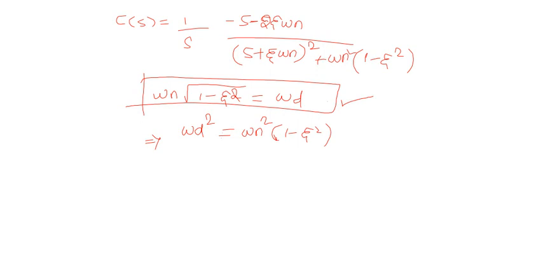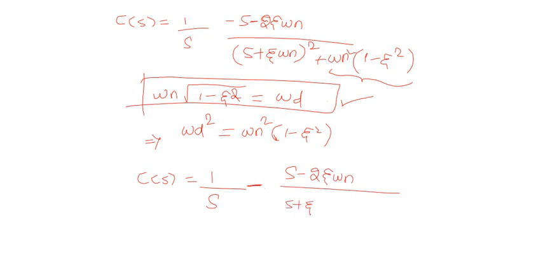So we know that the damping frequency is omega d equal to omega n under root of 1 minus zeta square. So I am squaring this one. Whenever I am squaring this one, we are getting omega d square equal to omega n square into 1 minus zeta square. So I am replacing these terms with omega d square. Then C of s becomes 1 by s minus s minus 2 zeta omega n by s plus zeta omega n whole square plus omega d square.